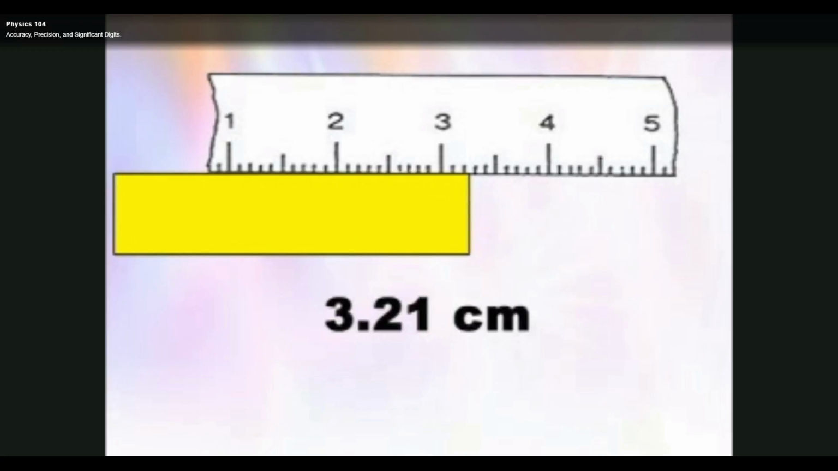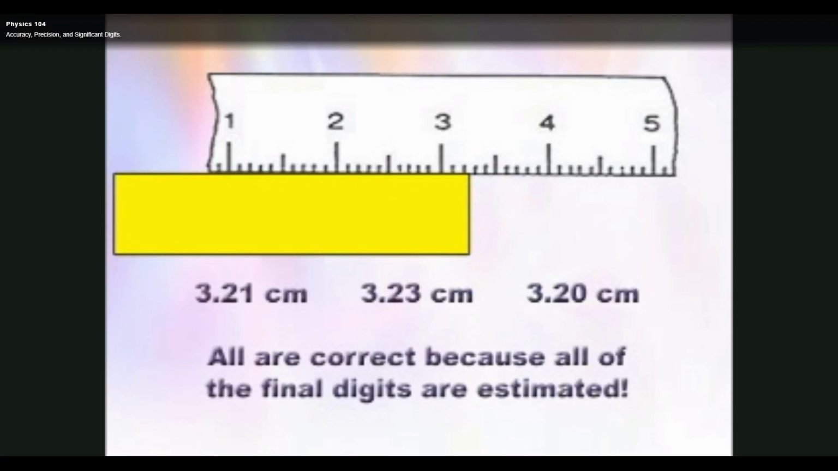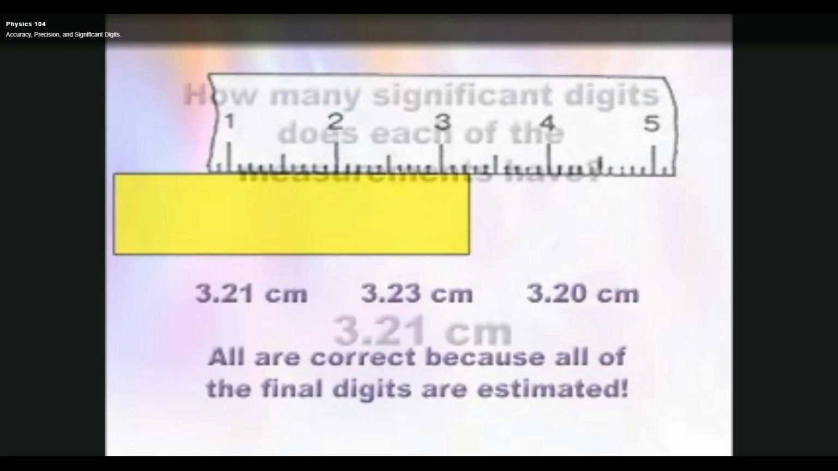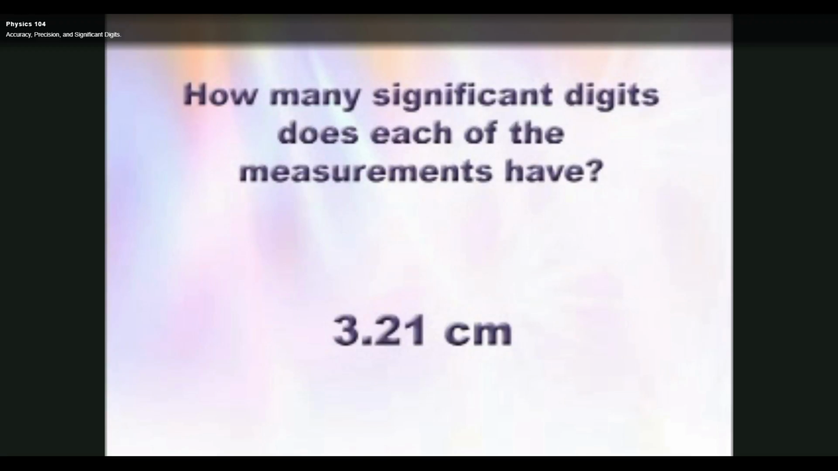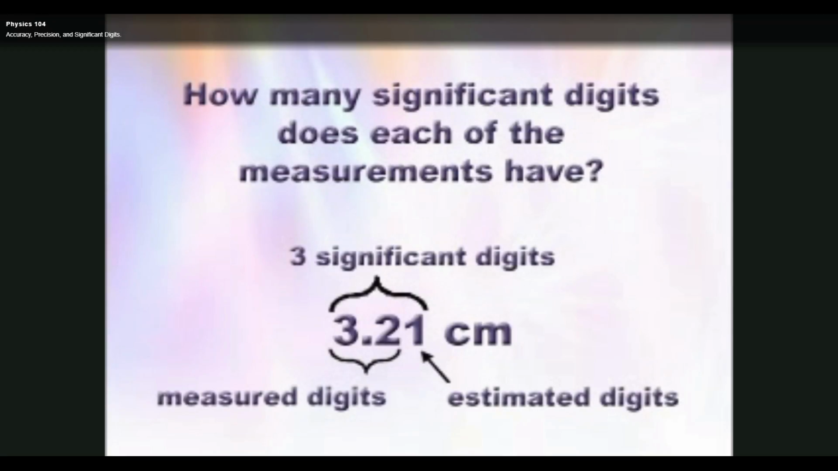The last digit in a measurement is the estimated digit. That means it is uncertain. As long as the estimated digit makes sense, no one can say that it is wrong. How many significant digits does each of the measurements have? The answer is 3. Significant digits include all measured or certain digits plus one estimated or uncertain digit.